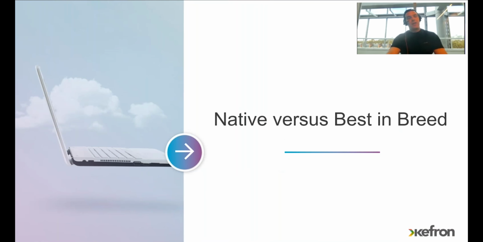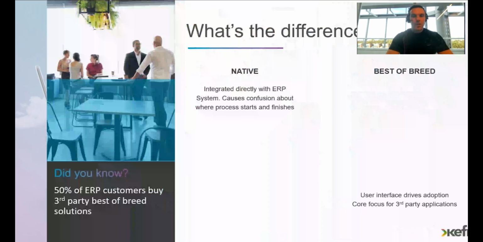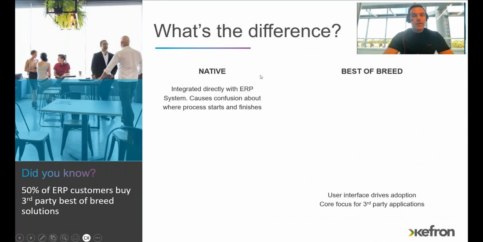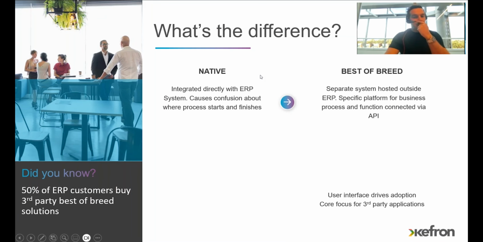If we take a look at native versus best of breed. Native functionality is inbuilt functionality directly in your accounting or ERP system. A best of breed solution is the third-party application that usually lives outside of the ERP system but connects directly via an API. Let's take a look at some of the differences. Well, from a native perspective, it's integrated directly with the ERP system. And there's pros and cons to that, right?